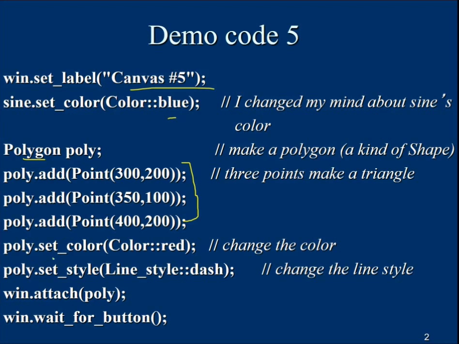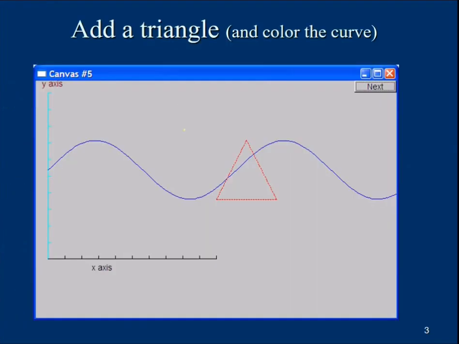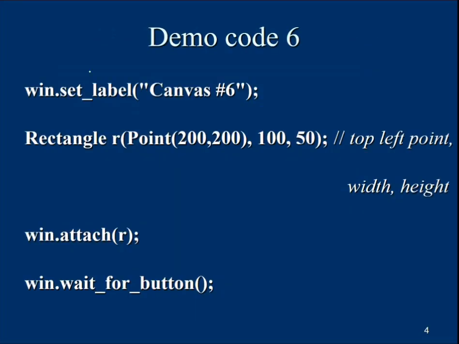Then we are changing the color of the polygon, and we are changing the line style also. Now we are making it dash. We are attaching it to the window and just waiting for the button. That means we are trying to give it to the display engine. So this is how we have already made these three curves or lines, and then this triangle with the dashed line has been shown.